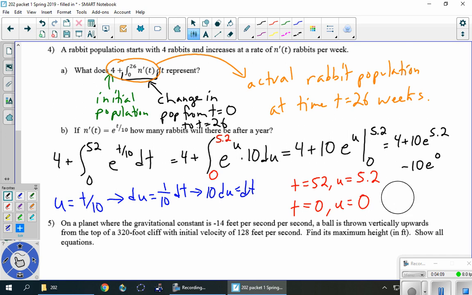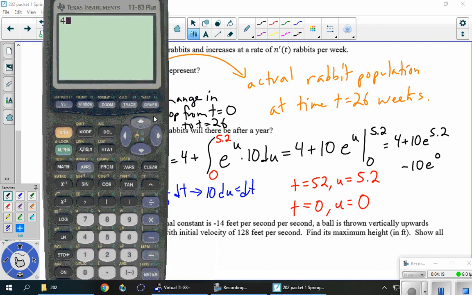And so we just type this thing into the calculator. I guess I'll do that here. Four plus 10e to the 5.2, and then close those parentheses, and then minus, and then e to the 0 is just 1. So we just subtract 10 at the end of this. About 1807.